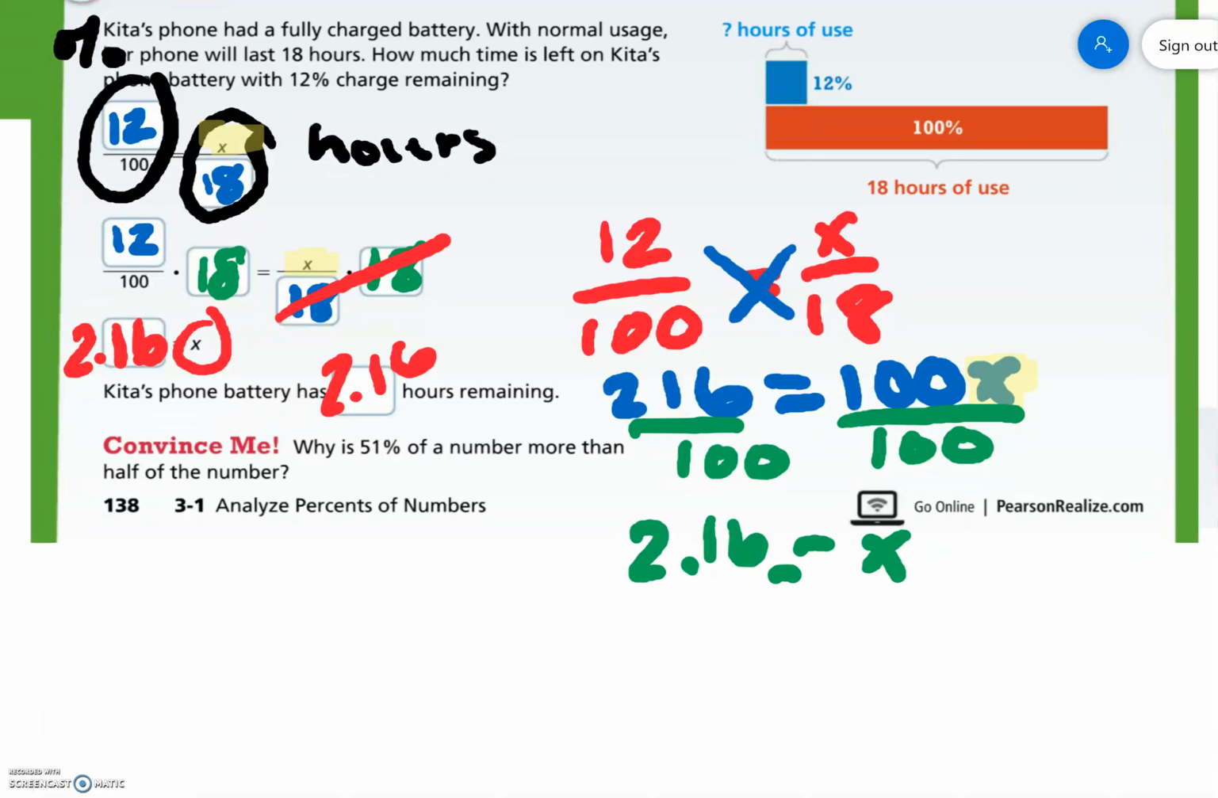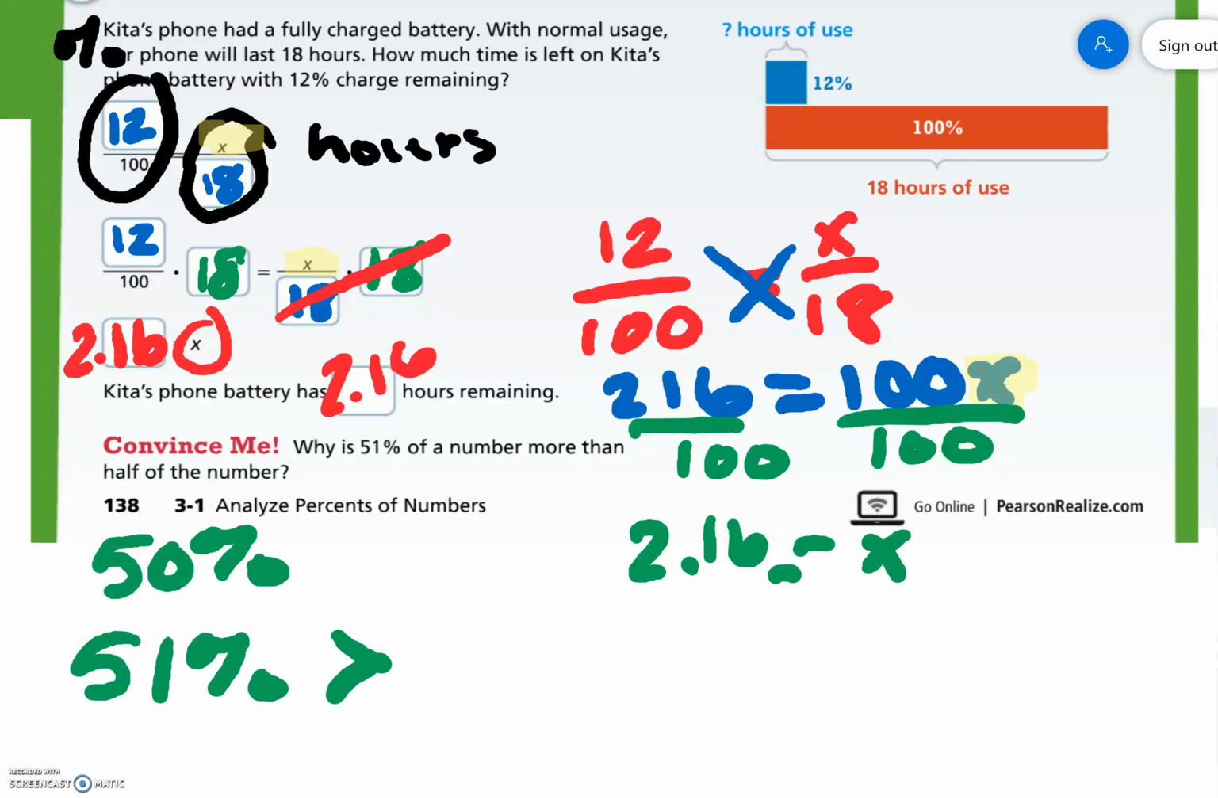Why is 51% of a number more than half of a number? Well, half of a number is 50%. And 51% is greater than 50%.